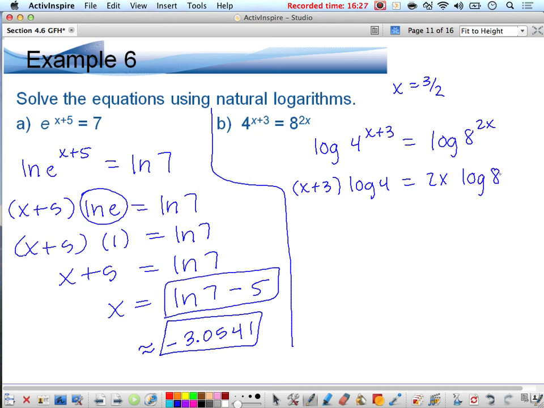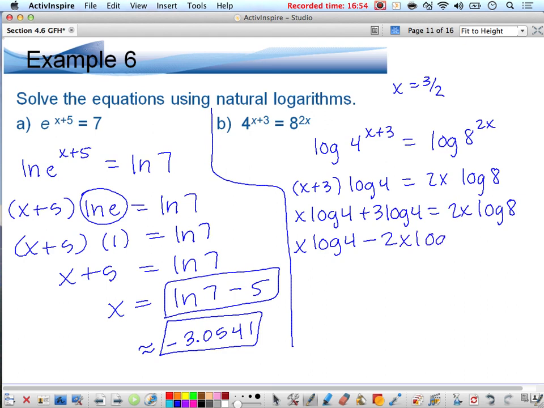Because I have variables on both sides, I need to distribute this binomial. I have x log 4 plus 3 log 4 is equal to 2x times the log of 8. So we distributed. Now we need to get our variables on the left and our constants on the right. So we'll keep the x log 4. We'll move the 2x log 8 over and make it negative. And we'll move the 3 log 4 to the other side and make it negative.